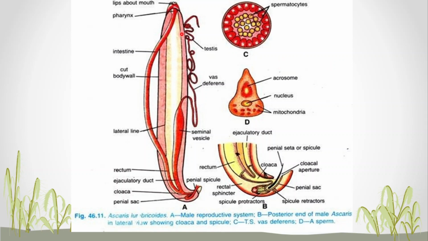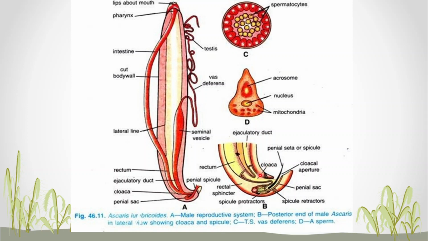So see the diagram here. Ascaris lumbricoides, this male reproductive system, diagram A. Then B is the posterior end of a male Ascaris. It is the posterior end whose tail region is curved. These are the penial setae, hook-like structures. This is the cloacal aperture.